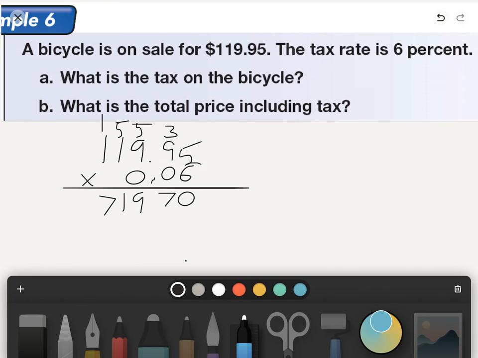Okay, and this one has 1, 2, 3, 4 digits behind the decimal, so 1, 2, 3, 4 will get me my decimal here. We cannot do 7/10 of a cent, so we are going to carry that over to the second part of the problem as $7.20. And then we add that to the original price.